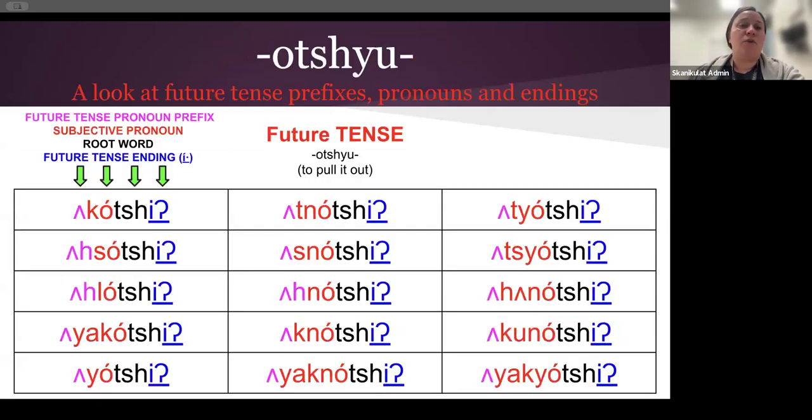Okay, so let's look at the prefixes, pronouns, root word, and the ending. The pink is our indicator of the tense prefix. The future tense is always indicated by a caret. The subjective pronoun is in red. The black is the root word. Again, there's some combining here between the O and the I. And then the ending is just the blue.